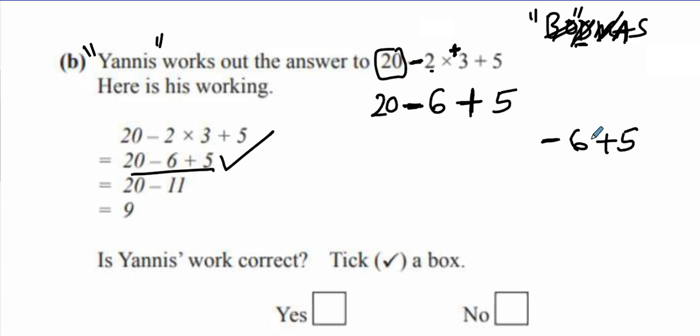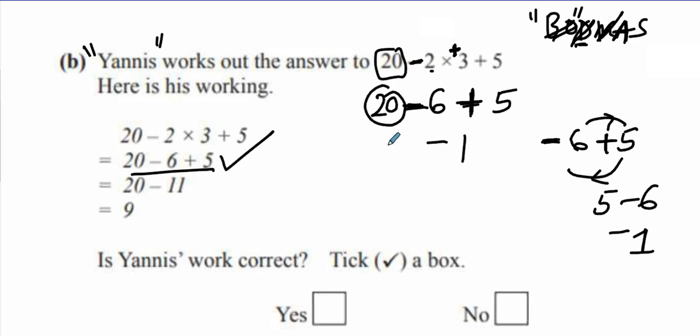Remember what we said? If you have a negative number followed by a positive number, you switch them around. So this will be 5 minus 6. What is 5 minus 6? The answer is negative 1. So negative 6 plus 5, the answer is negative 1. We have 20 over here, so you keep it here. So it will be 20 minus 1, the answer is 19.